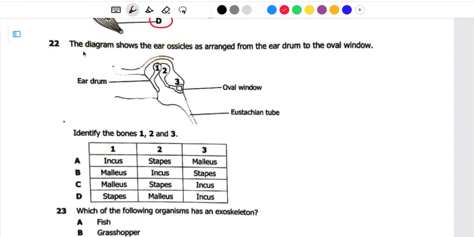And then the diagram, which is question 22, shows the ear ossicles as arranged from the eardrum to the oval window. So we have the eardrum, then 1, 2, 3. Number 3 is called the stapes, number 2 is called the incus, and number 1 is called the malleus. So we have malleus as 1, incus as 2, and stapes as 3. So the answer is going to be B.